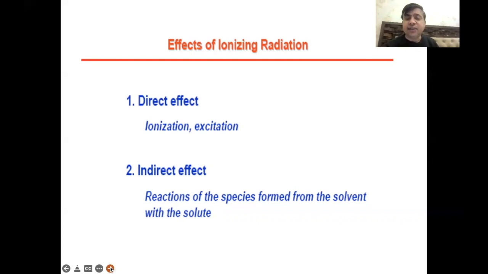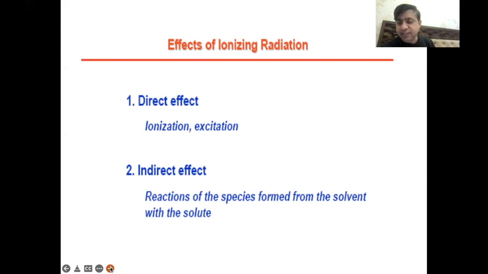In the indirect effect, the radiation first interacts with the solvent which surrounds the macromolecule. It causes radiolysis. Radiolysis means that it leads to the formation of free radicals out of the molecules when the solvent reacts with the radiation. Then these secondary electrons and free radicals react with macromolecules like DNA and protein, and thereby cause damage in their structure.